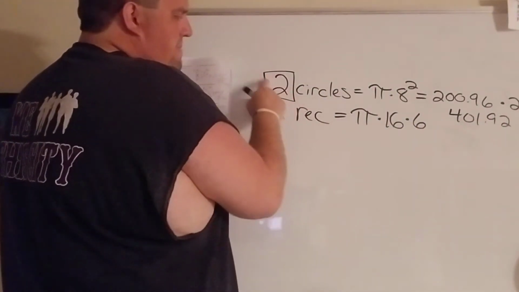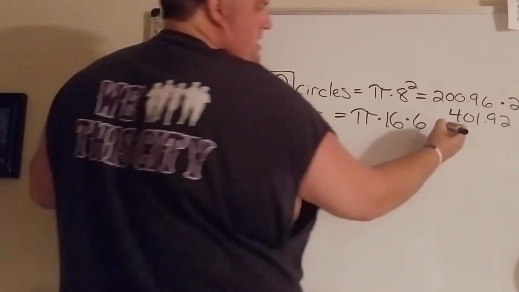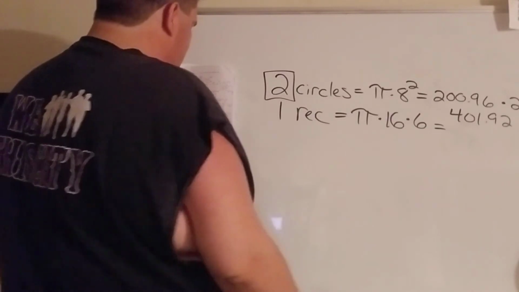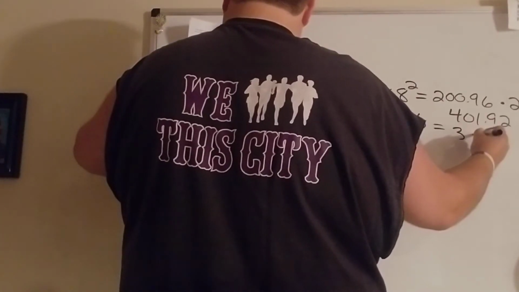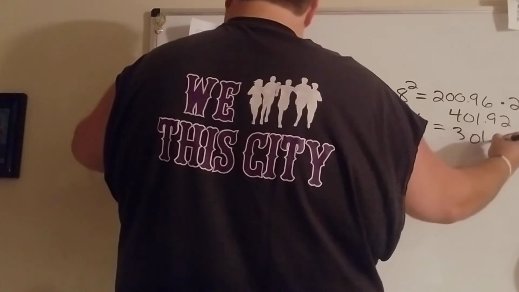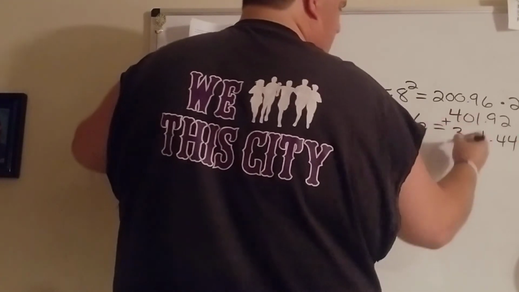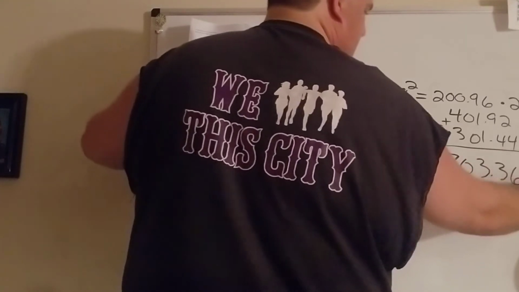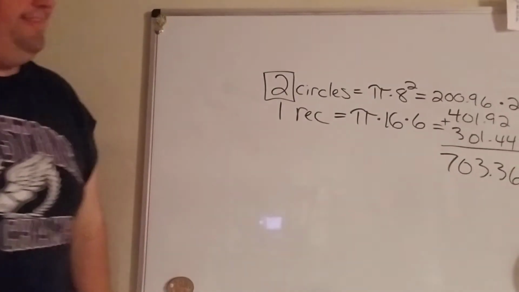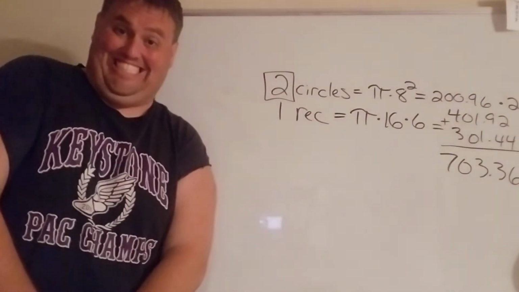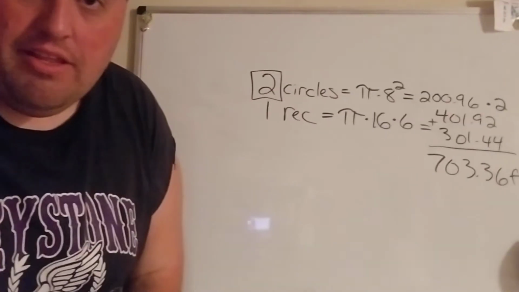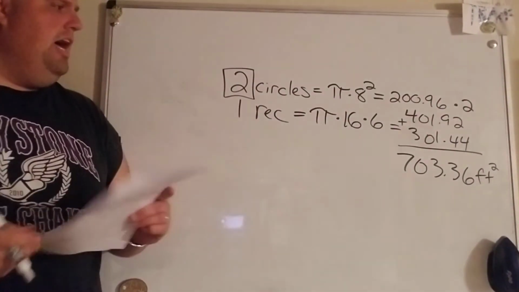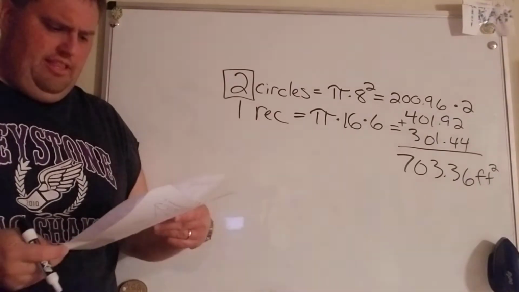Remember, you always got to check back here to see how many there are when you multiply. Over here, there's only one rectangle. Pi times 16 times 6 gives you 301.44. And then we're just going to add those together. And that got me 703.36 feet squared. Like so. Is that cut off a little bit? There we go. I didn't even know that the whole time. You guys should have told me. All right. So there's that.